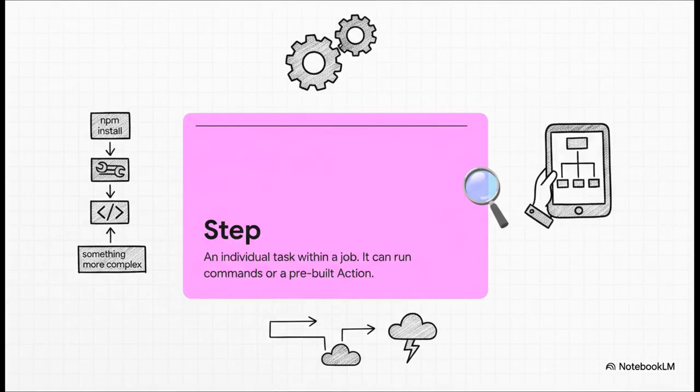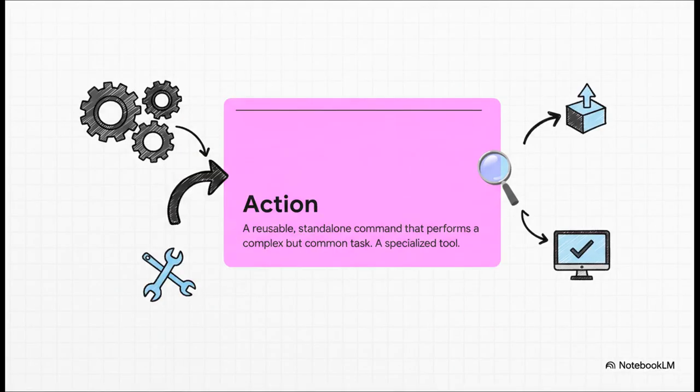So what actually happens at each of these stations? Well, that's where steps come in. A step is just one individual task. It could be a super simple command line script like npm install, or it can be something a lot more involved. And that brings us to the real magic ingredient, the action itself.